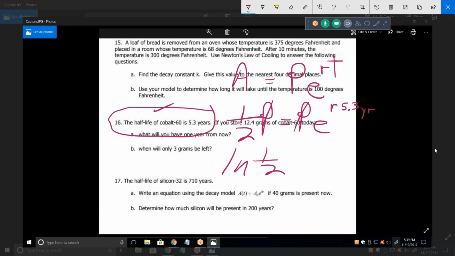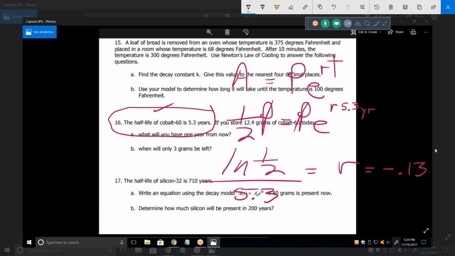So it's the natural log of 1/2 divided by 5.3. That's what R is. Now, since that's going to be a negative numerator, we have a positive denominator. Go ahead and do that. Let's come up with what R is, but it's a negative. I got negative 0.13.